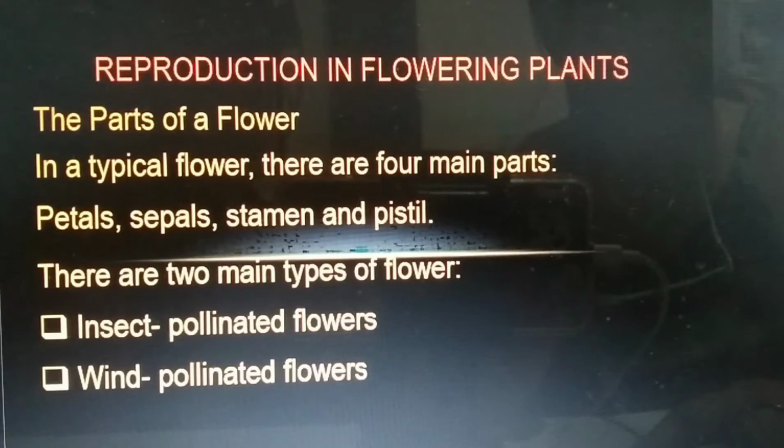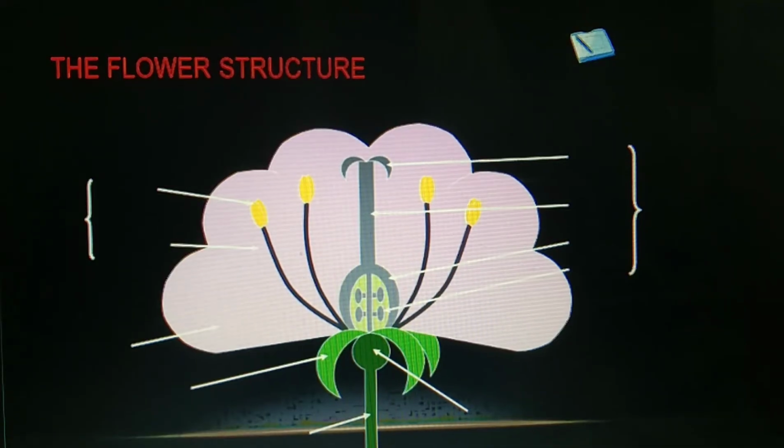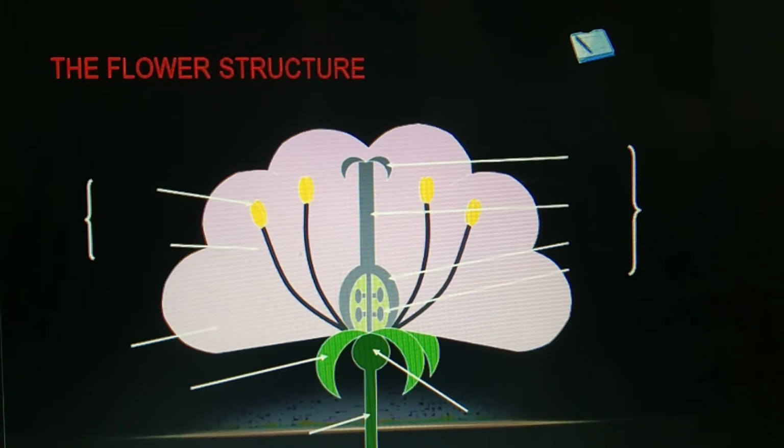Now, for us to fully understand the reproduction in flowering plants, we must first learn the four main parts of a typical flower. These are the petals, sepals, stamen, and pistil. We should also learn the two main types of flower, which are the insect pollinated flowers and the wind pollinated flowers. Here is an illustration of a flower and its parts.